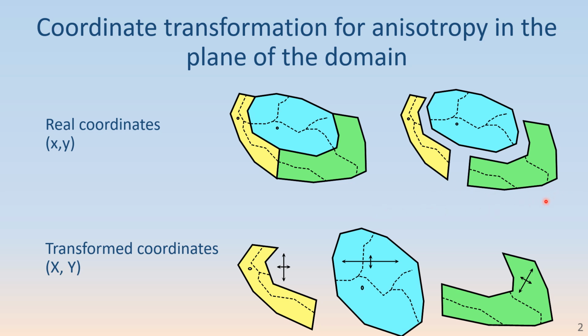And if there's anisotropy in the plane of these domains, you can do coordinate transformations on each of them, and they can be different for each of them, to end up with domain models that are stretched in the direction of the lower of the 2 conductivities or transmissivities. So for example, this green domain in the real coordinates looks like this, but its conductivity is higher in this direction, hence the longer arrow, compared to that direction.